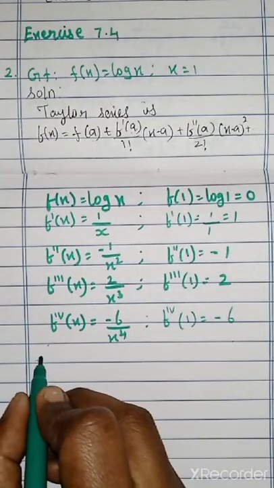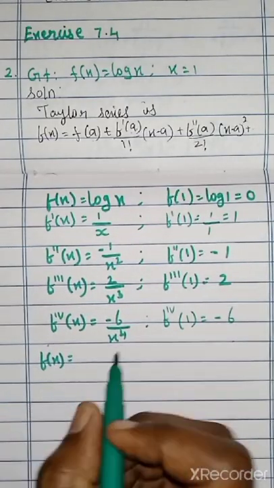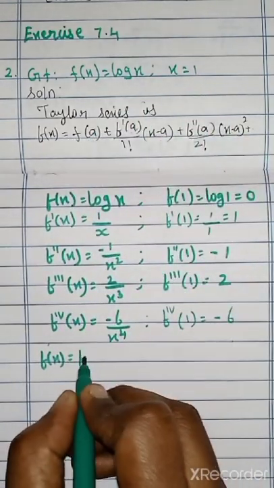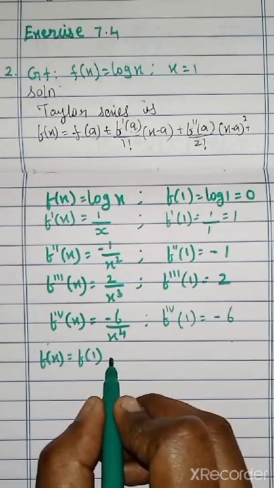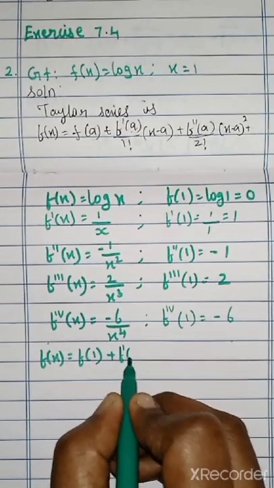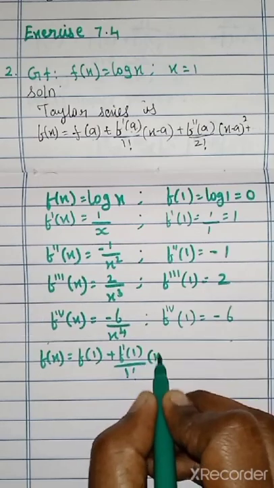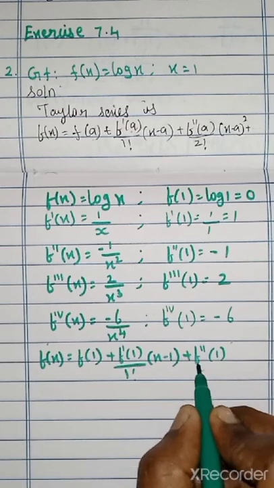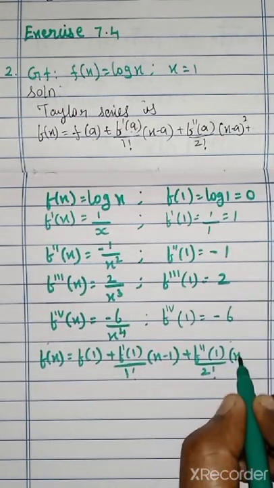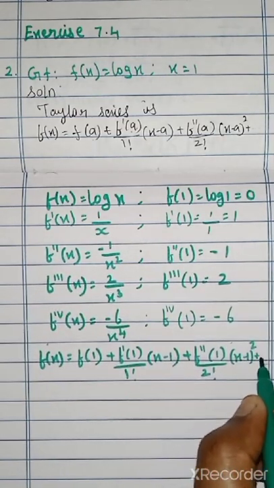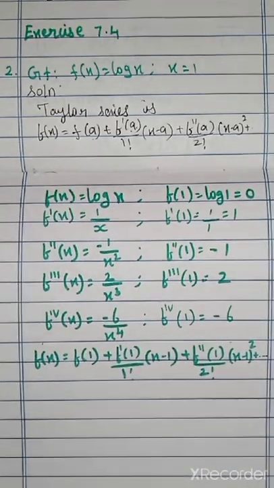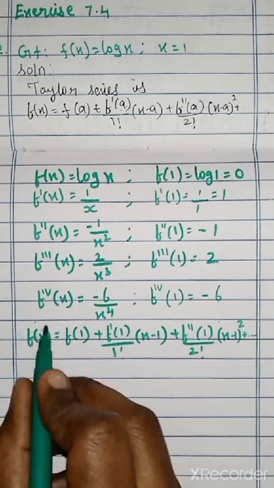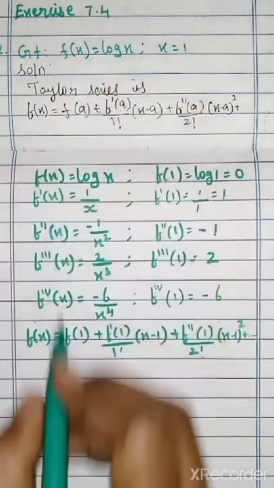Okay. Now f(x) equal to f(a). Instead of a, what do we have to substitute? 1. That we can write: f(1) plus f'(1) by 1 factorial into (x minus 1) plus f''(1) by 2 factorial into (x minus 1) the whole square plus etc. Correct? Now if you substitute all those values, you will get the answer. So log x we can write.